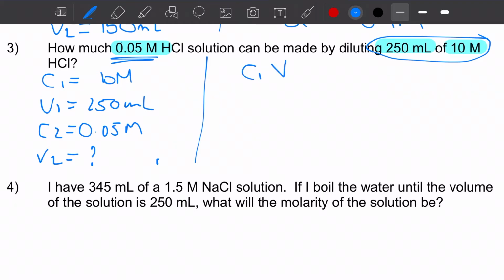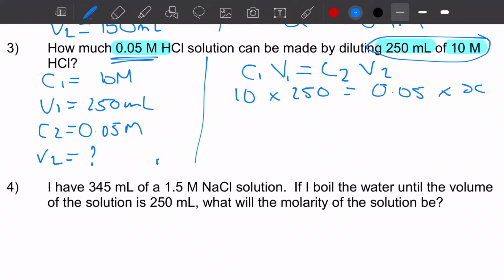Alright, so C1 V1 equals C2 V2. And then let's start by inputting our information. So 10 multiplied by 250 equals 0.05 multiplied by x. And same thing as before, we're going to divide by the 0.05 on both sides, which cancels it out on the right, but leaves it on the left. So our rearranged equation is 10 multiplied by 250 divided by 0.05 equals x.